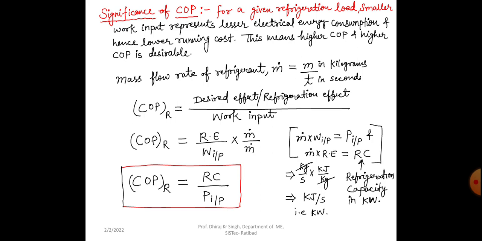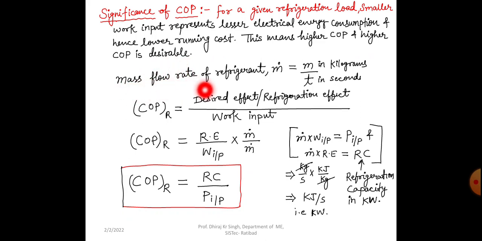Now students, this is the most important topic of this lecture: the significance of COP. What is the significance of coefficient of performance? Coefficient of performance is also known as energy performance ratio. The significance is that for a given refrigeration load, a smaller work input represents lesser electrical energy consumption and hence lower running cost. This means higher COP, and higher COP is always desirable, right?